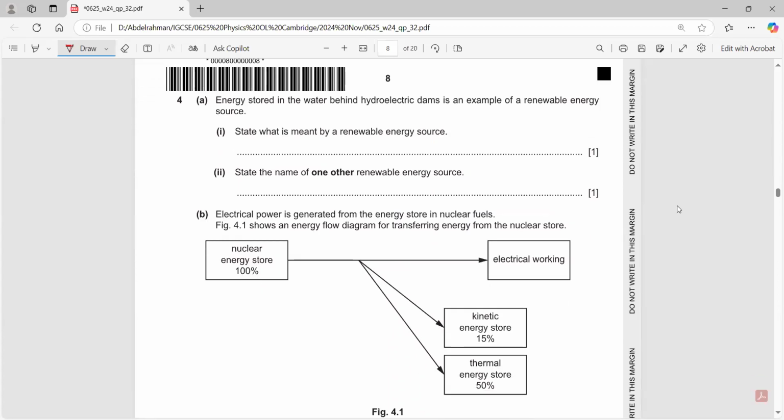Energy stored in water behind the hydroelectric dams is an example of renewable. State what is meant by a renewable source. Yes, it doesn't run out. State the name of one other renewable resource. Any other? Okay. Solar cells, solar energy, geothermal.